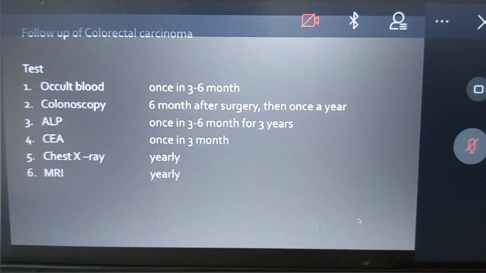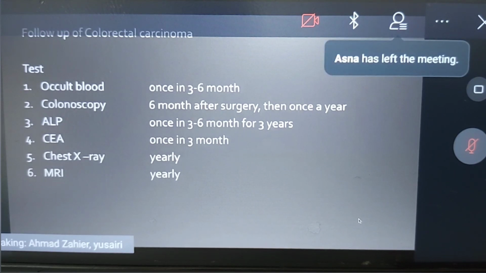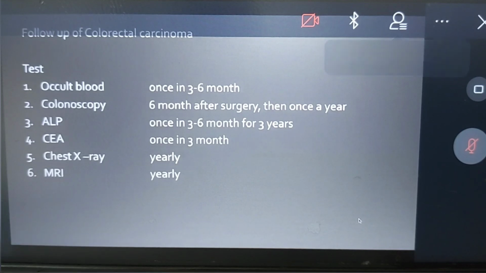CEA level. CEA level, how frequent? 3 months for the first year. Right. Then 6 monthly, for the subsequent years. Alright. So what about CT scan?